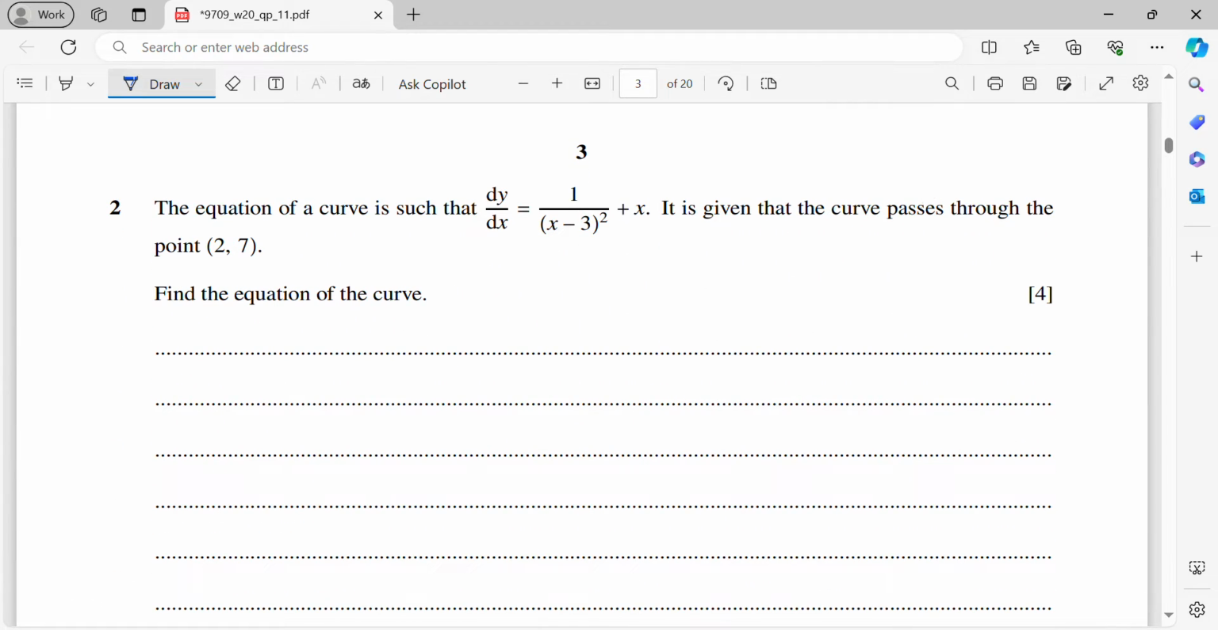For question number 2, the equation of the curve is such that this is the dy dx. It is given that the curve passes through the point. Find the equation of the curve. So for your information, when you differentiate y with respect to x, you will be getting dy dx. And now you are given dy dx. To get y from dy dx is basically the reverse process. This is the integration.